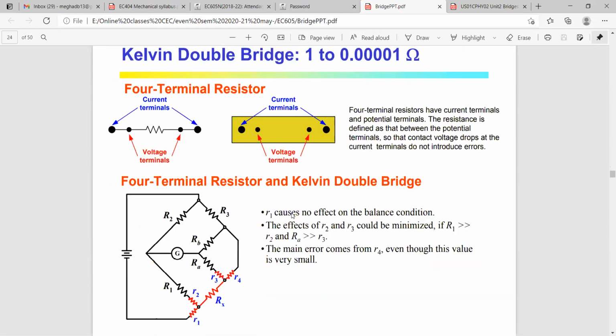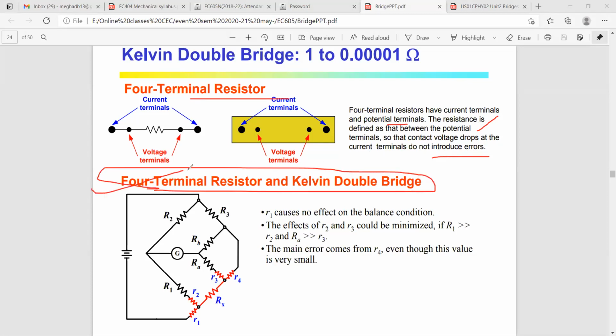In the Kelvin double bridge, you see it is clearly written that it's a 4-terminal resistor having current terminals and potential terminals. The resistance is defined as that between the potential terminals so that the contact voltage drop at the current terminals does not introduce errors. Now, this is the basic 4-terminal resistor structure of the Kelvin double bridge. Here it is shown, so we will also discuss our Kelvin double bridge taking this kind of picture, this kind of circuit actually.